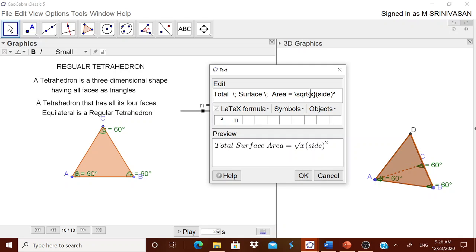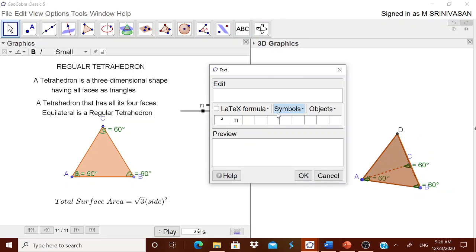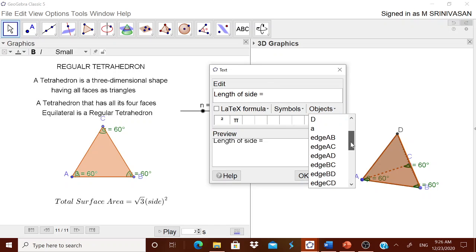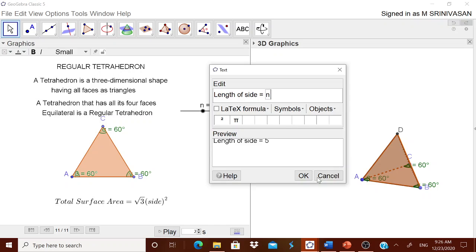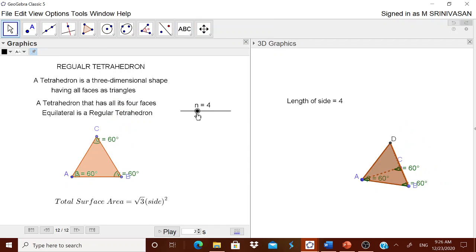Okay, now you need √3. Therefore here you remove it and then type 3. Okay, you see √3 into side square has come. Good. Okay, now you want to tell what is the side. For that, come back here. Therefore, length of the side is equal to, from the objects 1, you can select small n. Okay, that is the side, you know it. Okay, when I move this, that also gets changed.